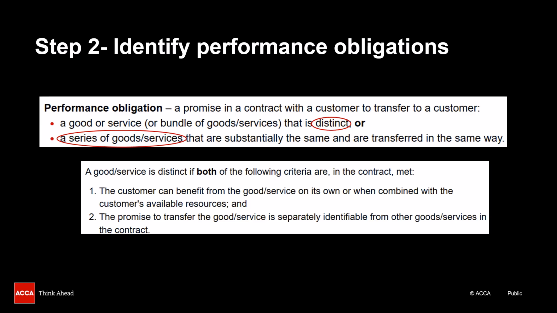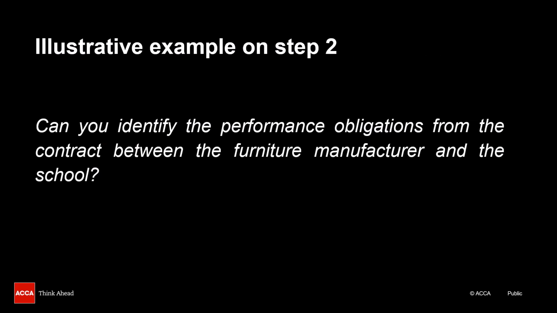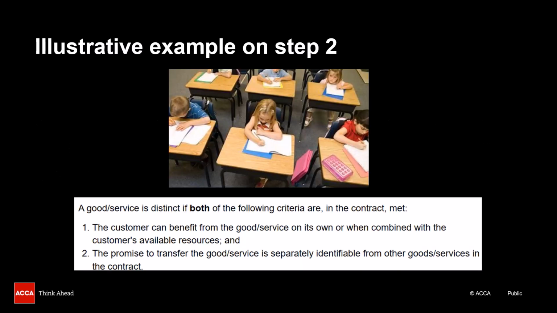A distinct performance obligation is one where both the customer can benefit from the good or service on its own, and the good or service is separately identified in the contract. Can you identify the performance obligations from the contract between the furniture manufacturer and the school? Since the desks will be delivered and will be used prior to the refurbishment, the desks are functional without the refurbishment. So, the customer can benefit from this good on its own.